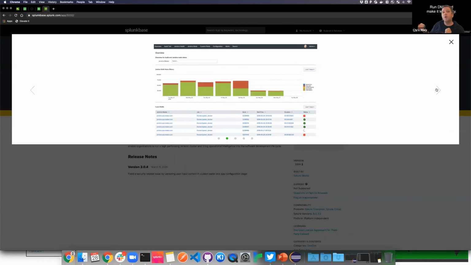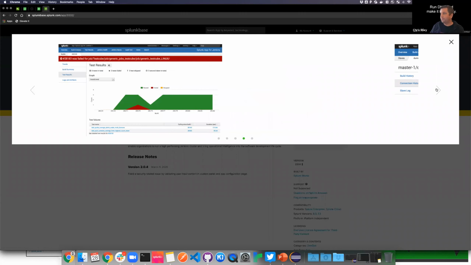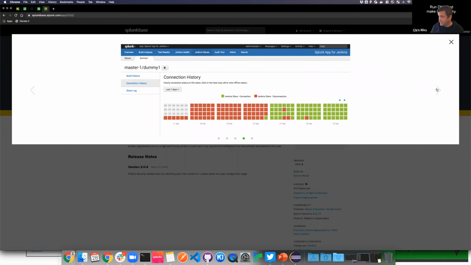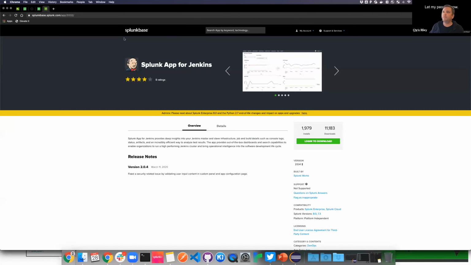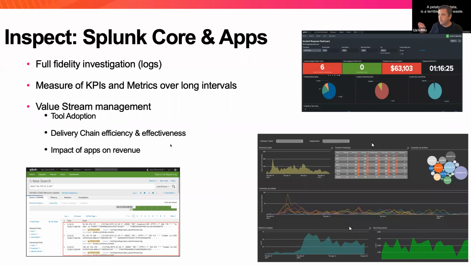I think most of the examples I've seen of this have definitely been in the CI/CD area, but there's no reason you can't tie it all together, and there are some really interesting examples of that happening as well. These are all available in Splunkbase, and most of the common tools for application lifecycles are already in Splunkbase. All right, so that is value stream and Splunk.